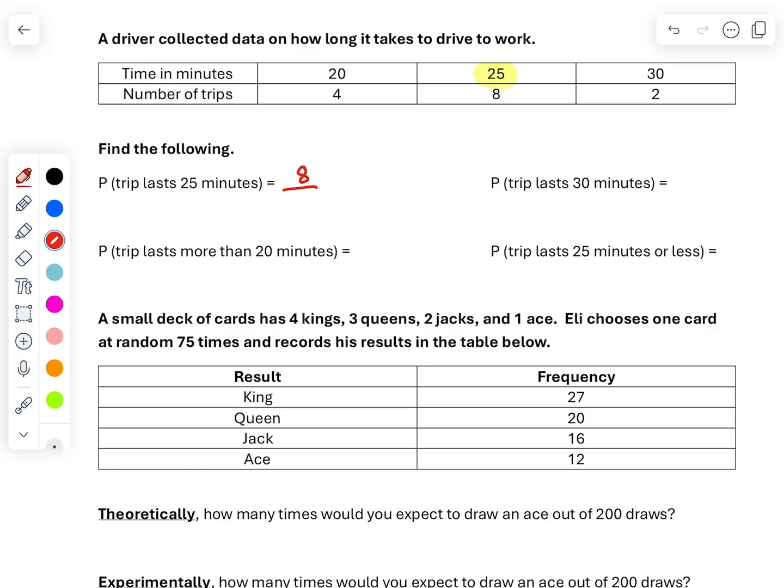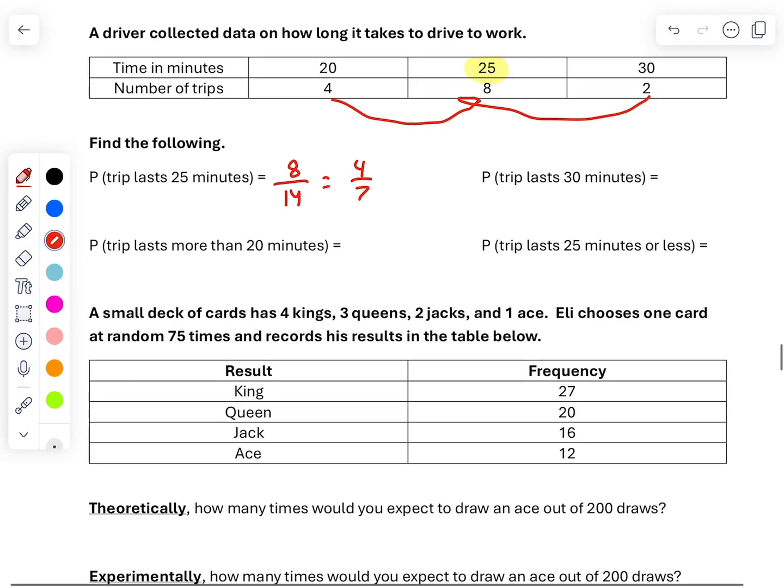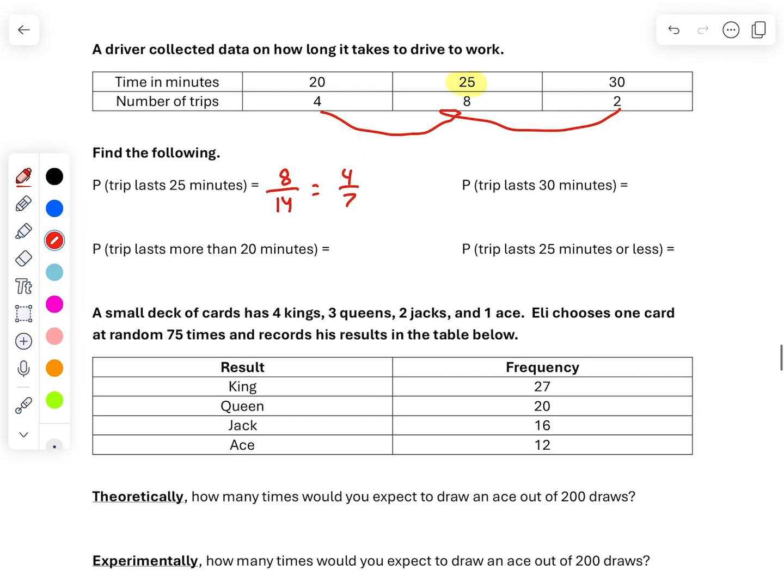Out of the total number of trips, so our denominator, we're just adding up 4, 8, and 2. So that looks like it's 14. And then when we reduce that, it's 4/7. The probability that a trip lasts 30 minutes. So looks like there's 2 trips that last 30 minutes out of a total of, again, 14 trips. And we get 1/7.